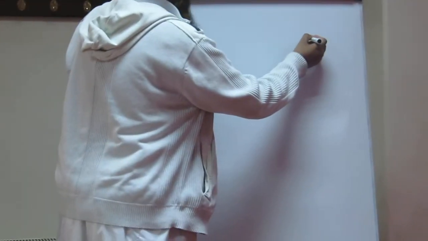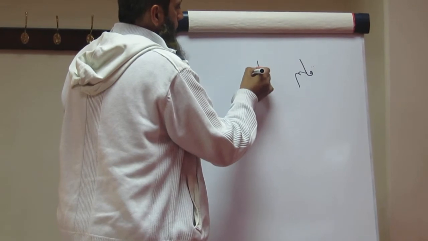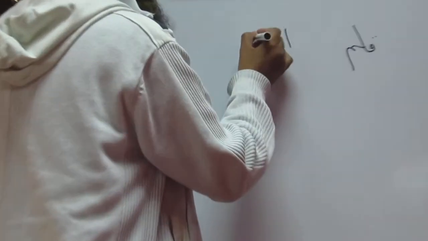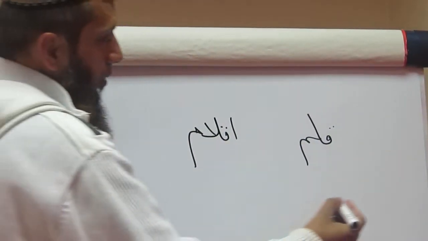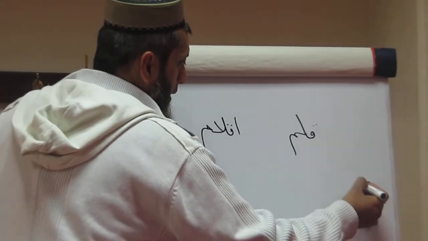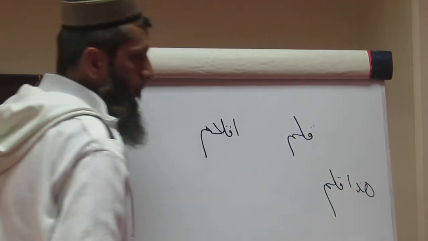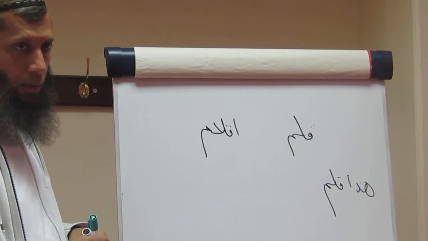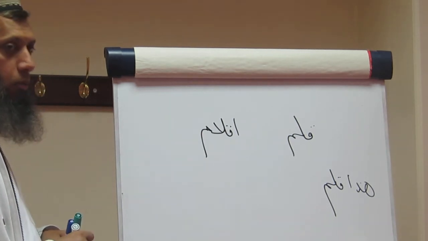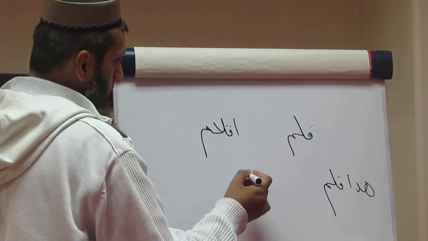what is the plural of qalamun? أقلام. The plural of qalamun is aqlamun. So if I say to you, هذا قلم, but when you change it to plural, what is the plural of قلم? أقلام.